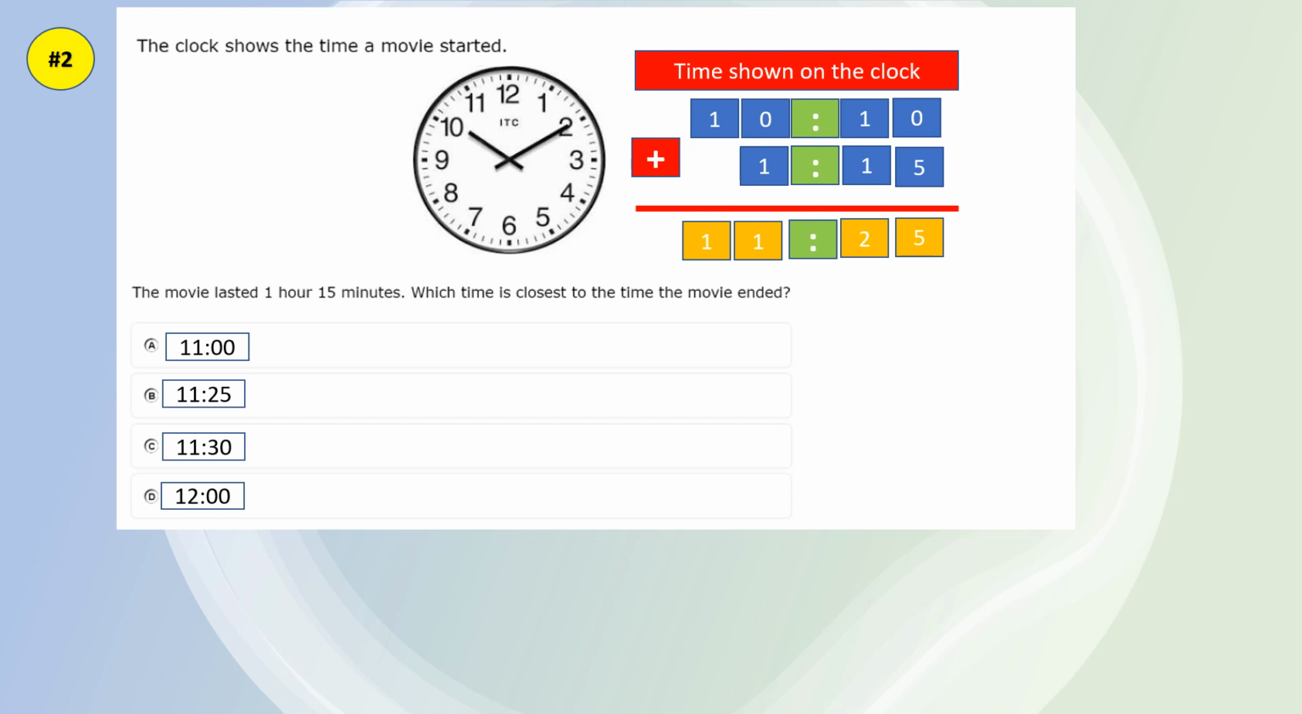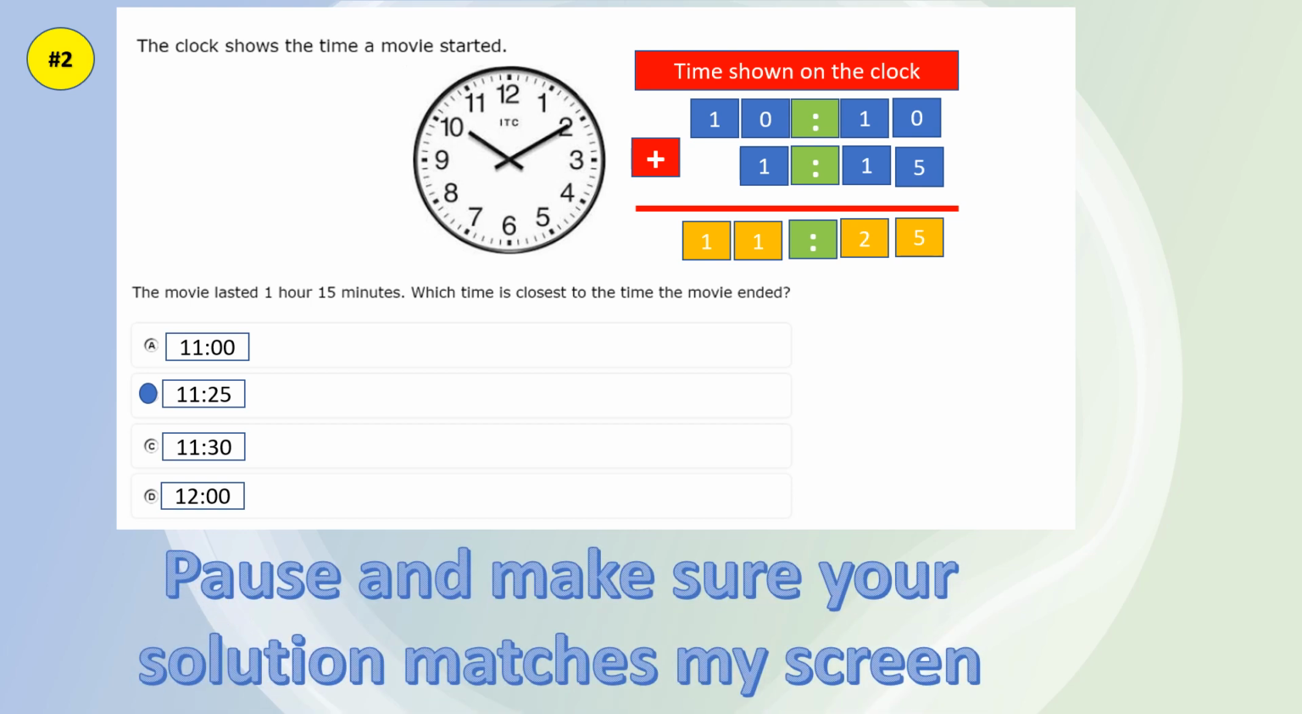Very good. So, which time is closest to the time the movie ended? Well, that would be B, 11:25, and you just shade that in. Now, if this was on a computer, you just click letter B. Pause your video and make sure your solution matches my screen.